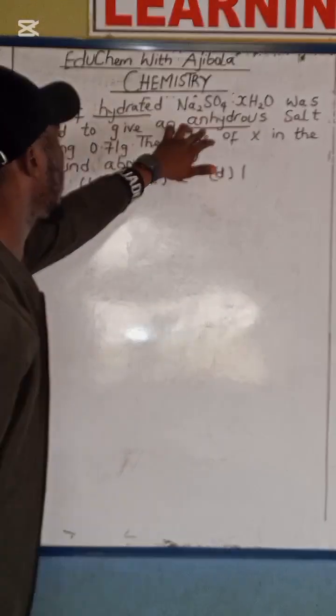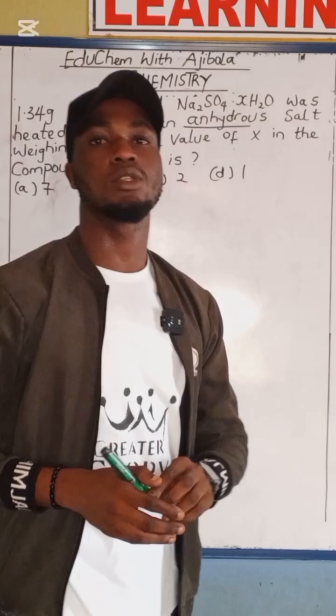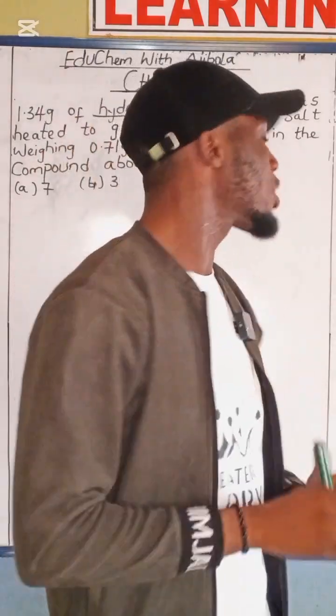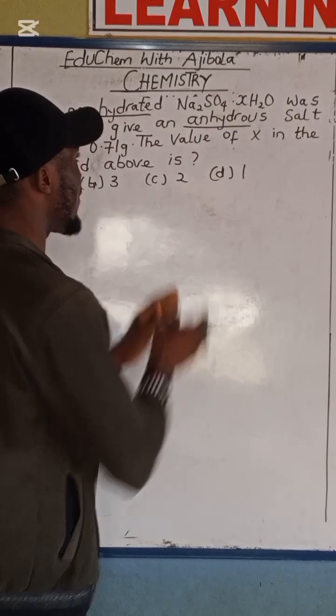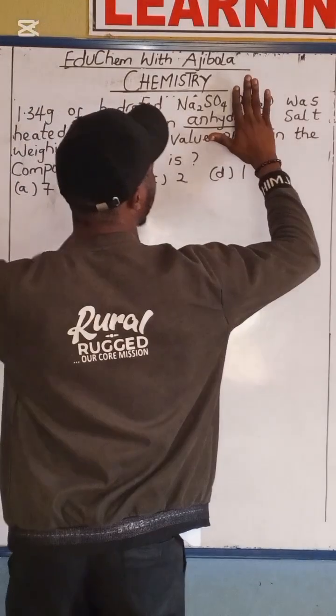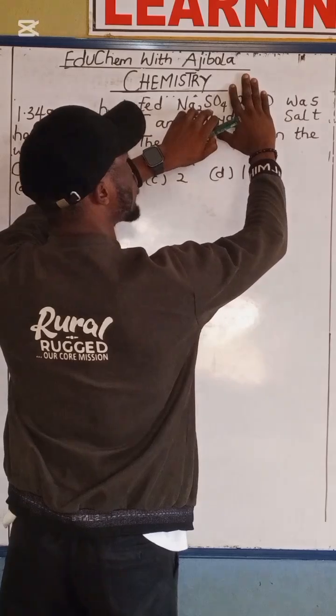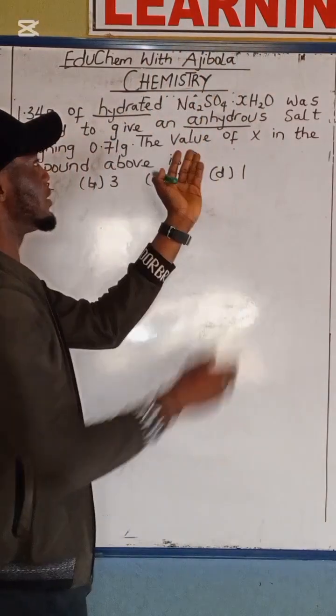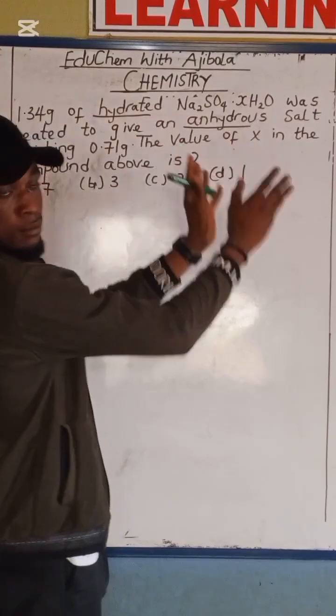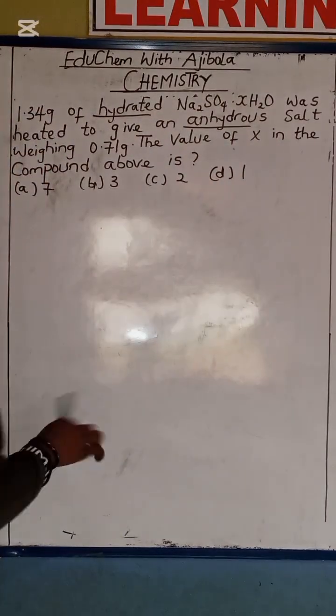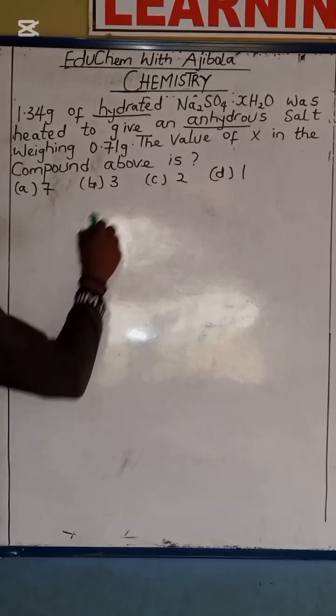So when we talk about an anhydrous salt, an anhydrous salt is a salt that is void of water of crystallization. It means that we don't have xH2O. So if I cover this, it is an anhydrous salt. But the moment I remove my hand from this, it becomes hydrated. Please take note. So whenever I want to solve a question like this, it has a formula.